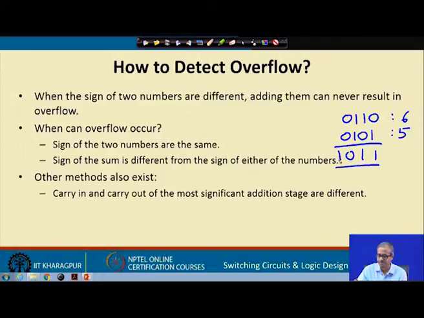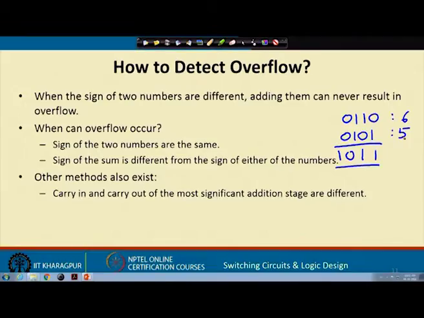So, why is it becoming negative? Because the sum is supposed to be 11, and in 4-bit 2's complement I cannot represent 11. I can represent numbers in the range plus 7 down to minus 8, that is the range. Here the result after addition is coming to 11, which cannot be represented. This is referred to as overflow.